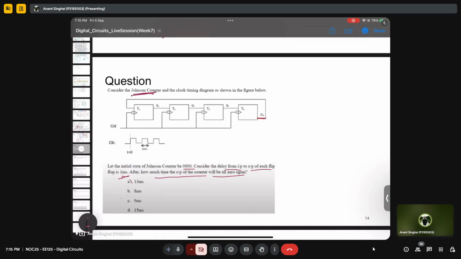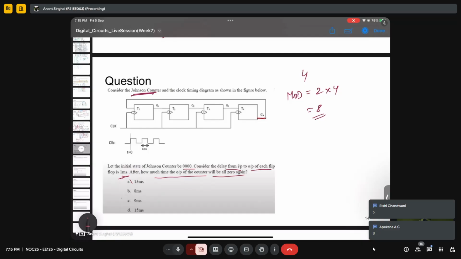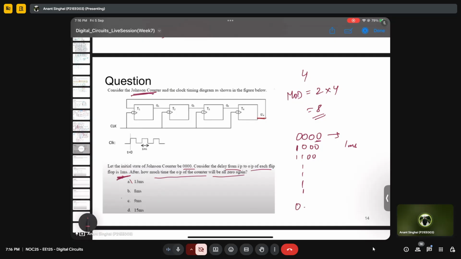It is already written that this is a Johnson counter. Since we have 4 flip flops, this is 8 states. So 0 0 0 0 will be the first state. The next state will come after 1 millisecond, as the question said, which is nothing but what we have just done. So it's 0 0 0, and this will be 1, which is the complement of this. Then 1 1 0 0, and so on, and it will go to 0 0 0 0 at the 8th state. So 1 millisecond times 8 is the answer, which is very basic. So 8 milliseconds is the actual answer. This was an easy question. Shall I move ahead?